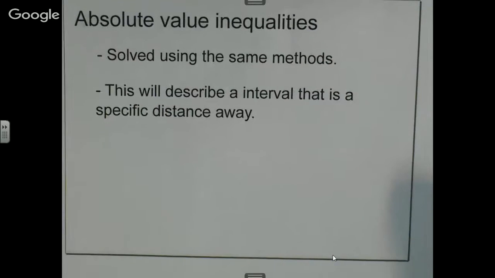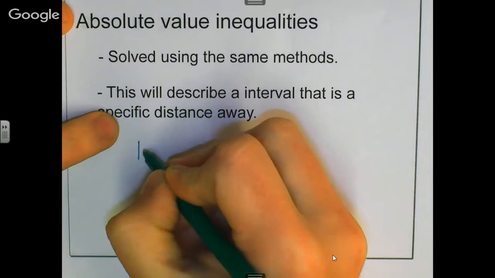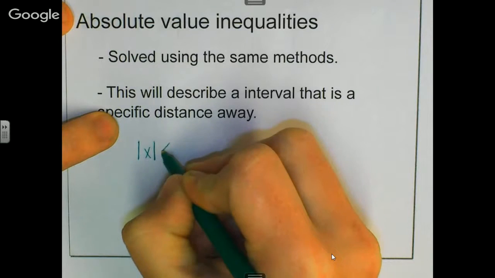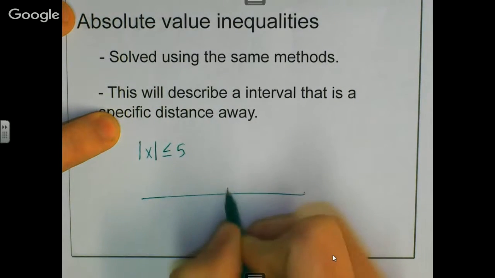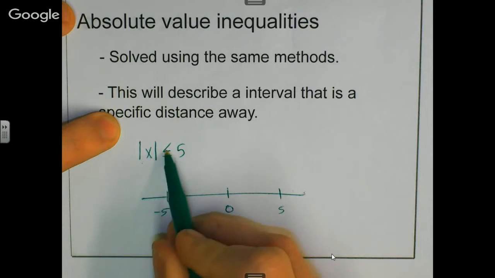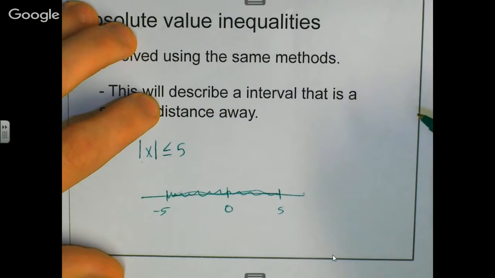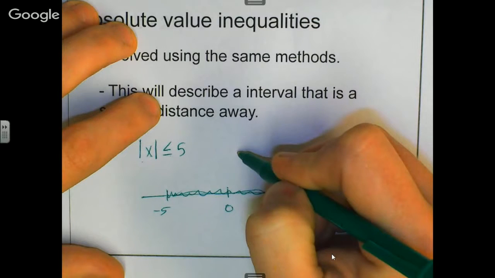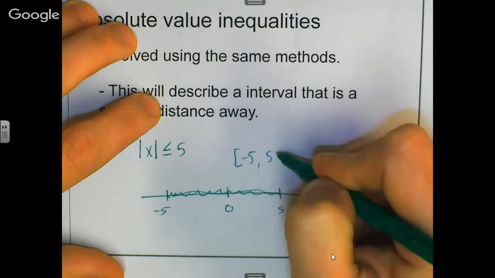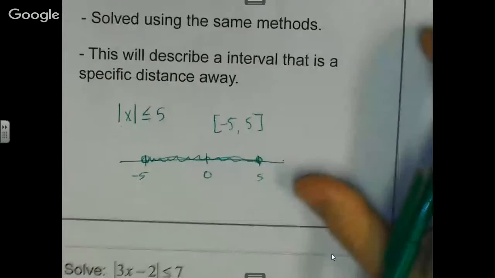So with absolute value inequalities, we solve it using the same steps that we did before. However, this will describe an interval that is a specific distance away. So if we go back to that example we looked at earlier with the 5. If I said the absolute value of x is less than or equal to 5, okay, we first start out by here's 0, this one's 5 units that way, and this one's 5 units that way. But if I want to know what numbers are less than 5 units away, that would include all these numbers in here. So I would say that maybe that is negative 5 comma 5, and we'd have closed circles on there. That's what we're looking at. Okay, that's the interval for my solution.